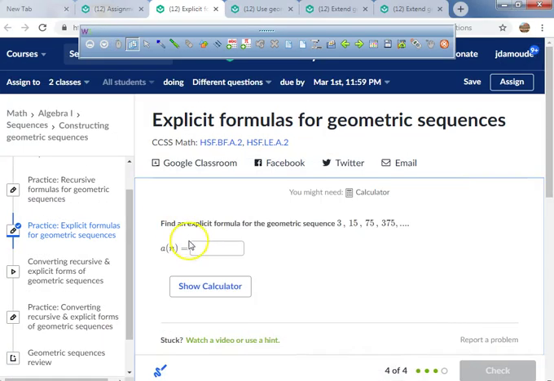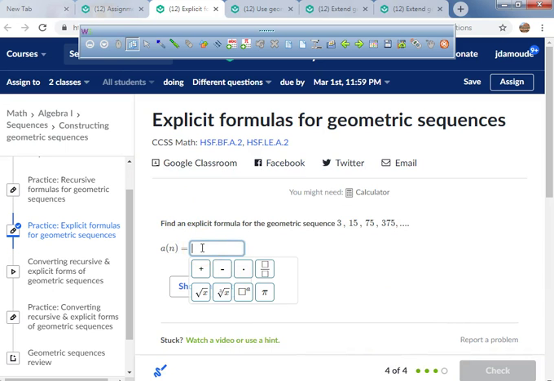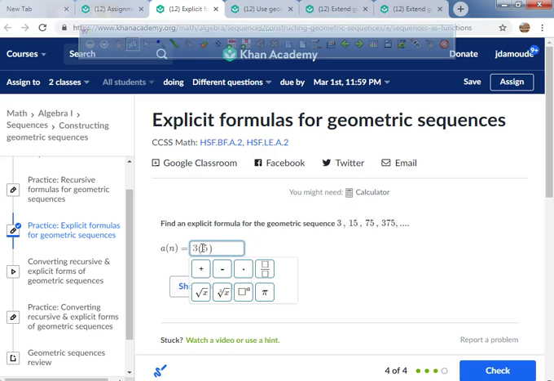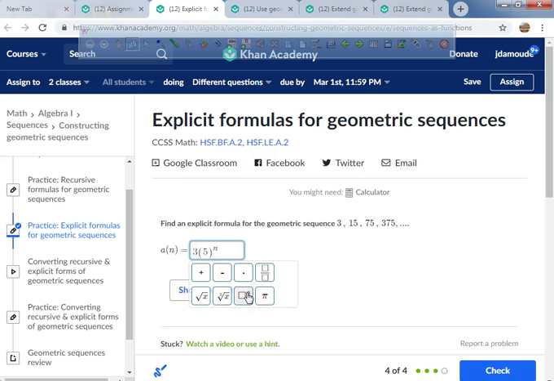Alright, so here we go. Going to type in a 3. I'm going to open up a parentheses. I'm going to type in a 5. I'm going to close the parentheses. I'm going to do the power of n. Now this is going to be very, very important. You have to use the minus sign right here to keep it up in that level.